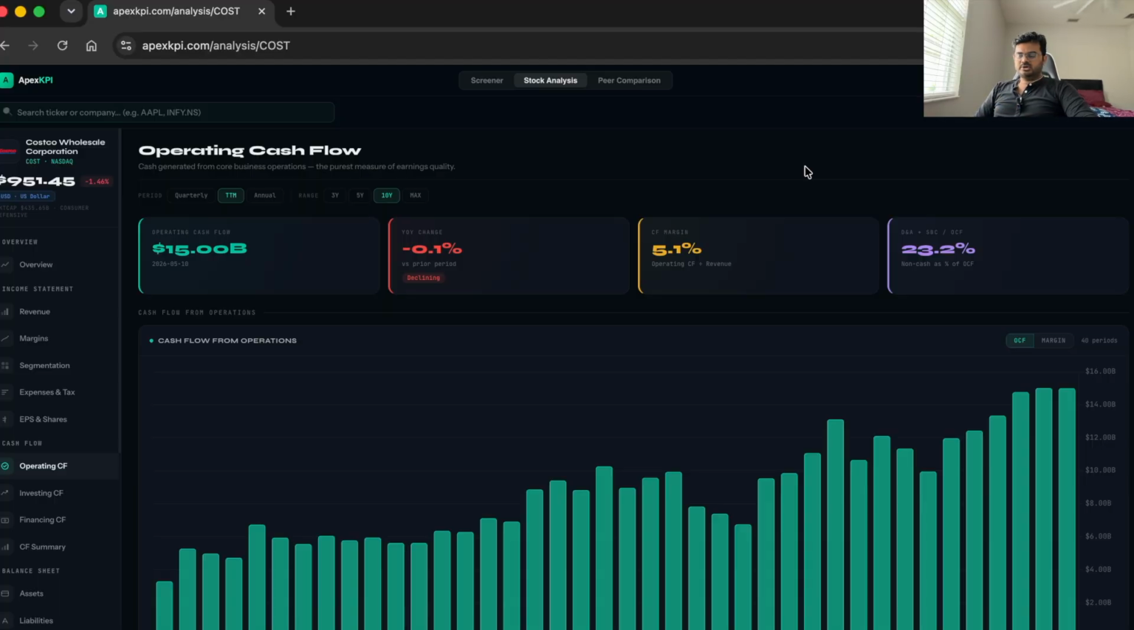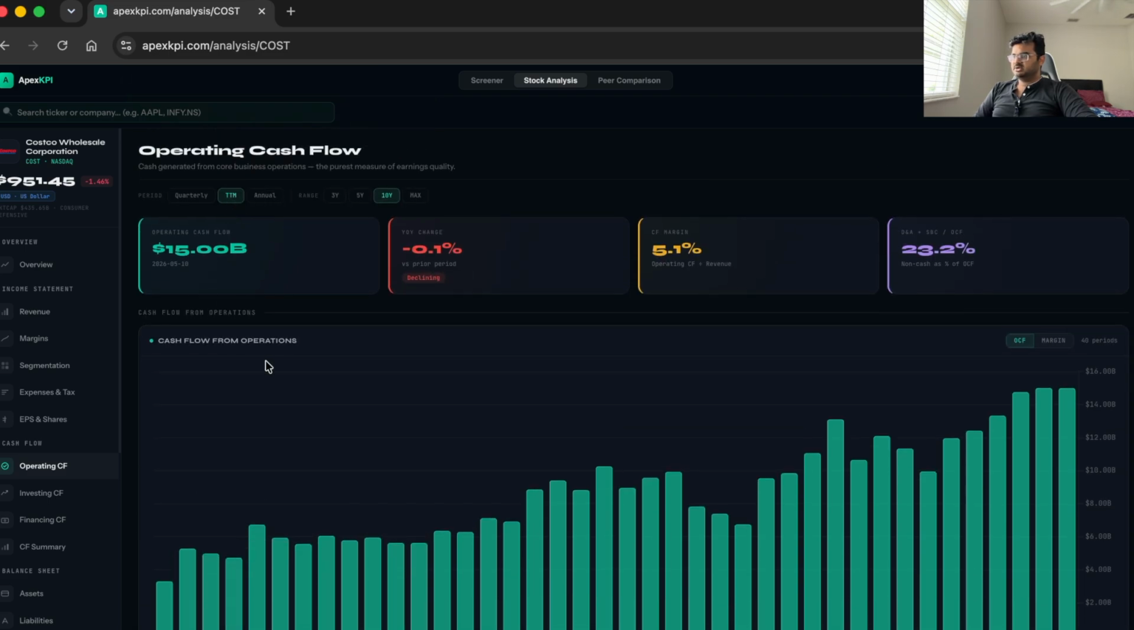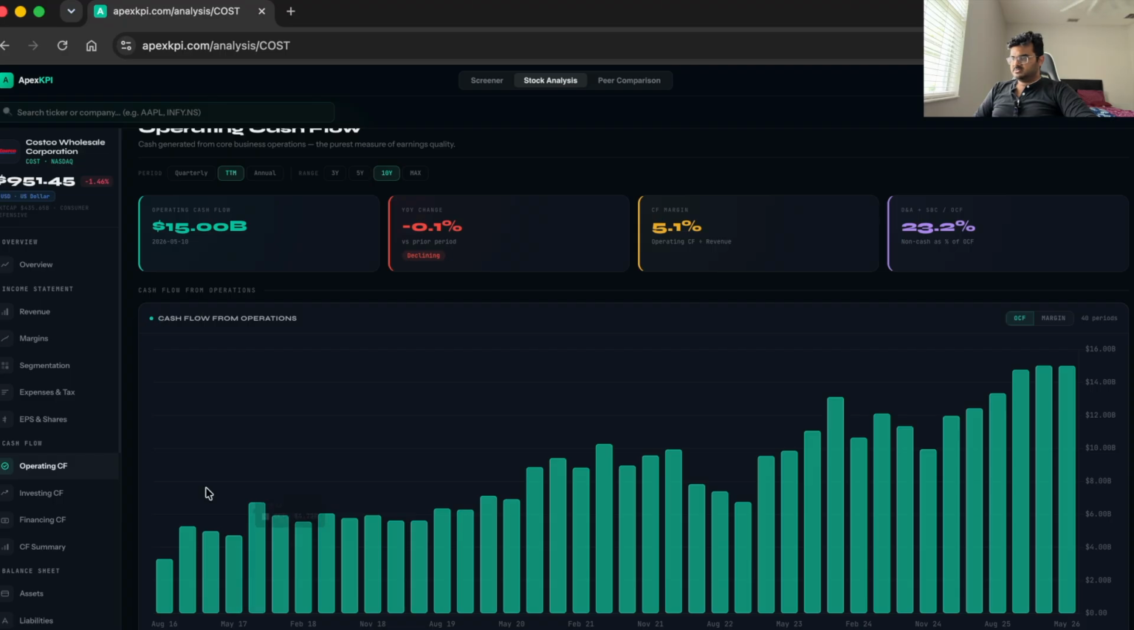So the first thing I would like to understand is the cash flow from operation over the period of time. Is the cash flow from operation a positive value, and is it growing over the period of time? If we look at the numbers for the last 10 years on a trailing 12-month basis, cash flow from operation is all positive, and if not consistently, at least it is growing over the period of time.